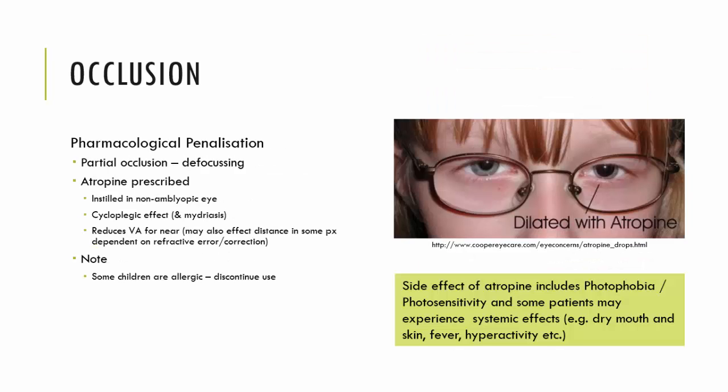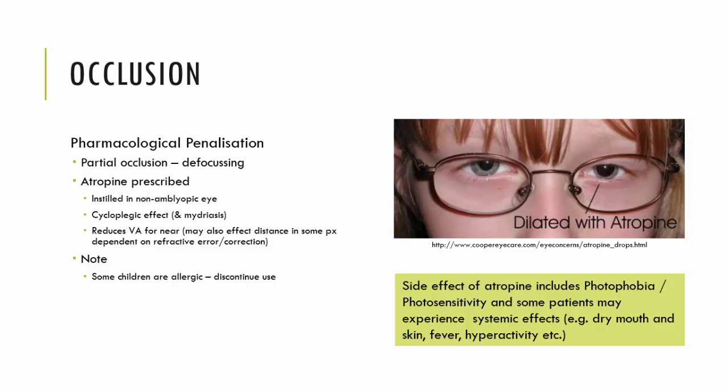Now, before we conclude, I just want to come back to pharmacological penalisation and optical penalisation. Let's start off with pharmacological penalisation. In this instance, what we prescribe is atropine. We always prescribe atropine. We don't prescribe cyclopentolate, for instance. And we instil that in the non-amblyopic eye in order to blur the visual acuity in that eye through the cycloplegia. And through this, the amblyopic eye will be the preferred eye to fix with.